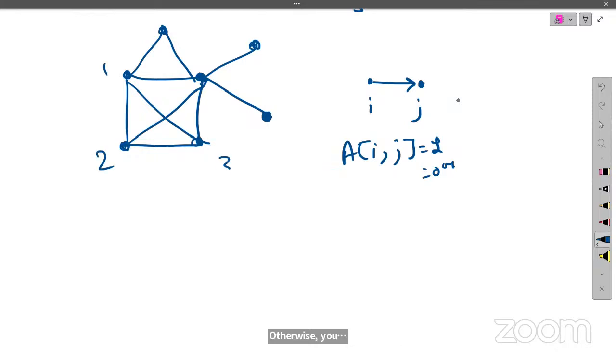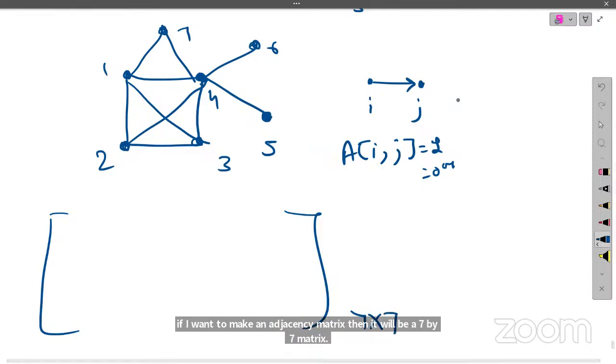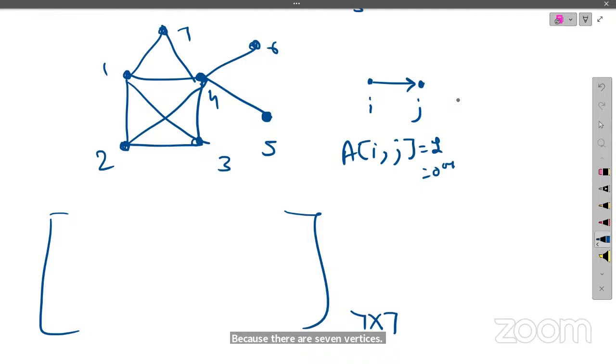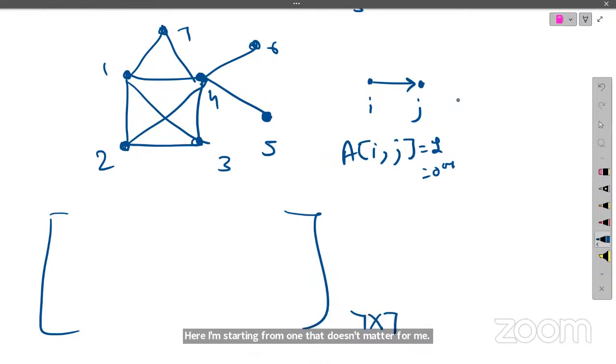So here are vertices 1, 2, 3, 4, 5, 6, 7. Right. So if I want to make an adjacency matrix, then it will be a 7 by 7 matrix because there are 7 vertices. Either you can start from 0 or you can start with 1. In our lectures, we start from 0. Here I'm starting from 1. That doesn't matter for me. The size will always be how many numbers there are. So let's take it as 7 by 7.